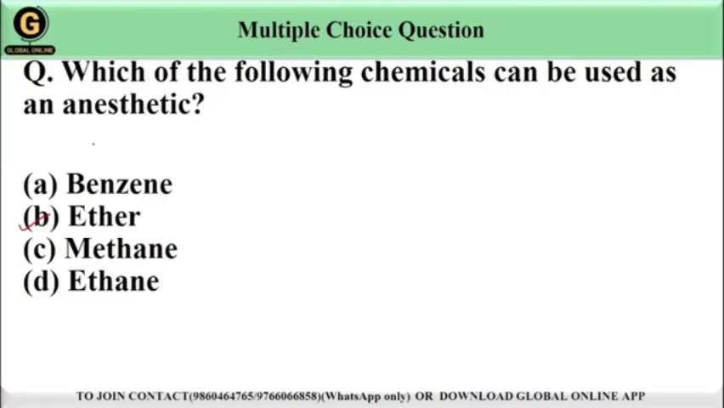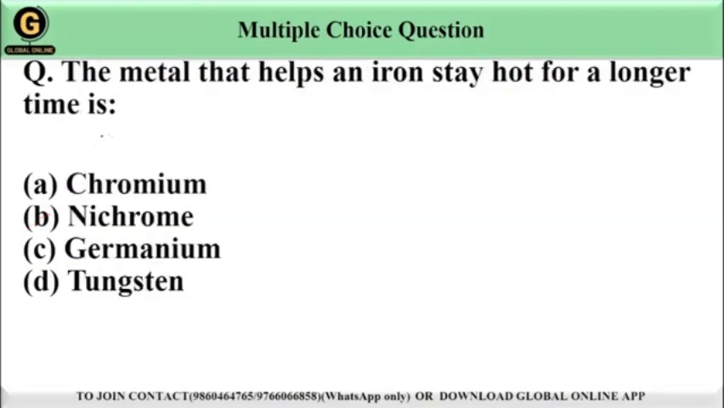The other substances listed, that are benzene, methane, and ethane, are not used for anesthesia. So the correct answer among the options is option B, ether. Let's move to the next question.